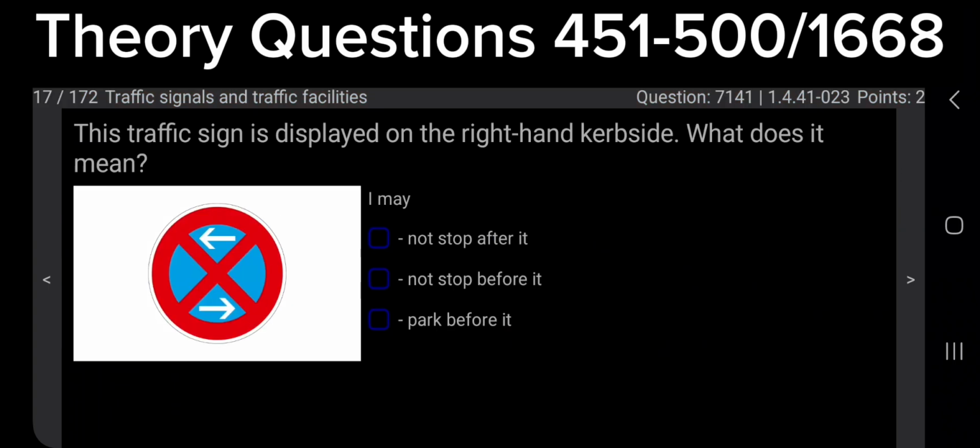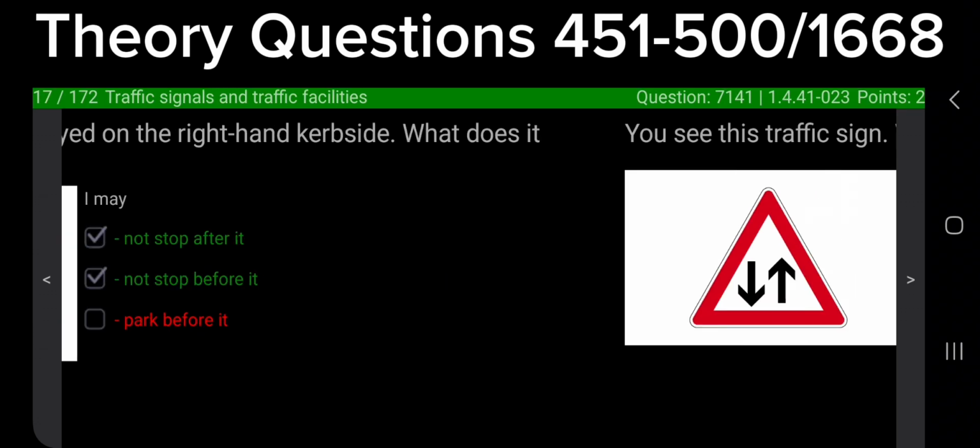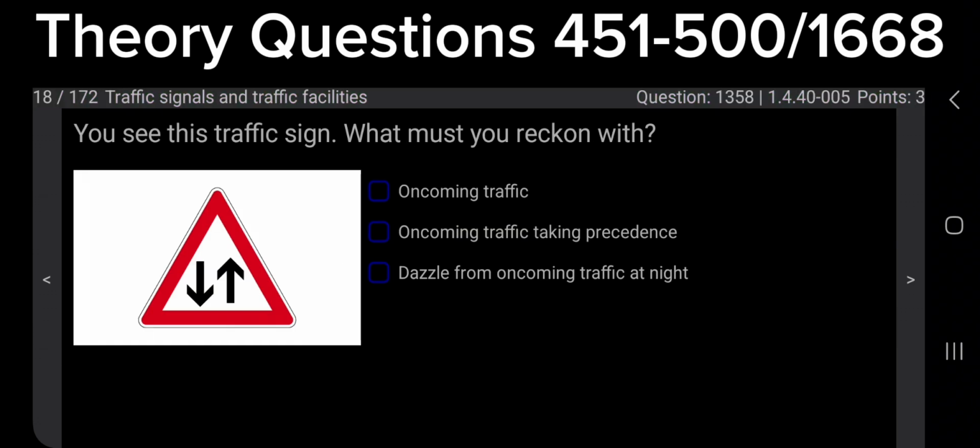This traffic sign is displayed on the right-hand curbside. What does it mean? Not stop after it. Not stop before it. Park before it. You see this traffic sign. What must you reckon with? Oncoming traffic. Oncoming traffic taking precedence. Dazzle from oncoming traffic at night.